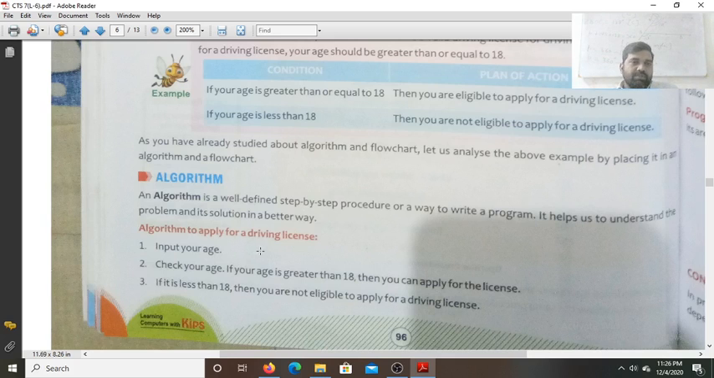Now see the algorithm to apply for a driving license. First, input your age. You will write your age. Check your age. If your age is greater than or equal to 18, then you can apply for the license. If it is less than 18, then you are not eligible to apply for the driving license.